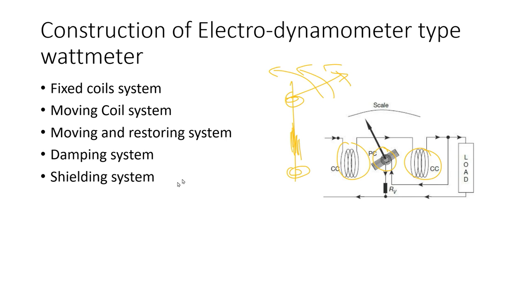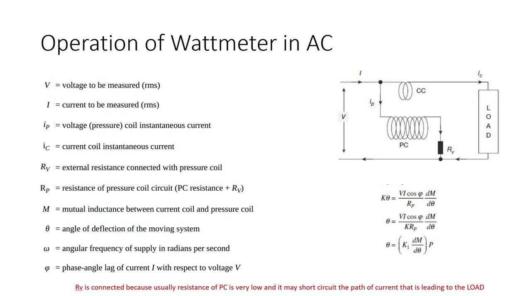Shielding system, on the other hand, protects this whole system, so this is called the shielding system. The operation of a wattmeter is simple. These are some quantities that are dealt with in this mathematical equation, so let's talk about them one by one. The voltage that is measured in RMS is given here. The current to be measured in RMS is given here, and we want I and V to be measured in RMS.